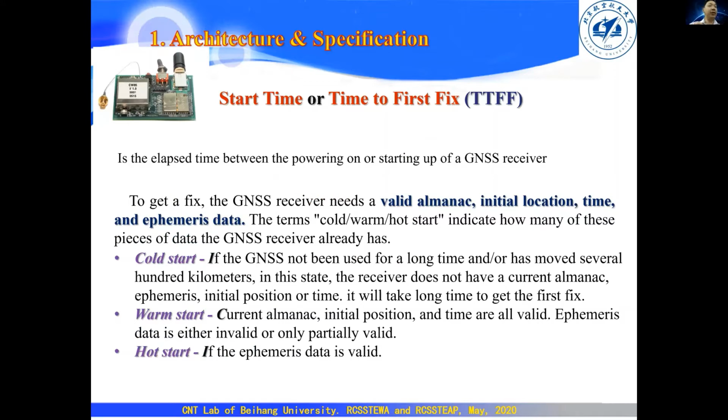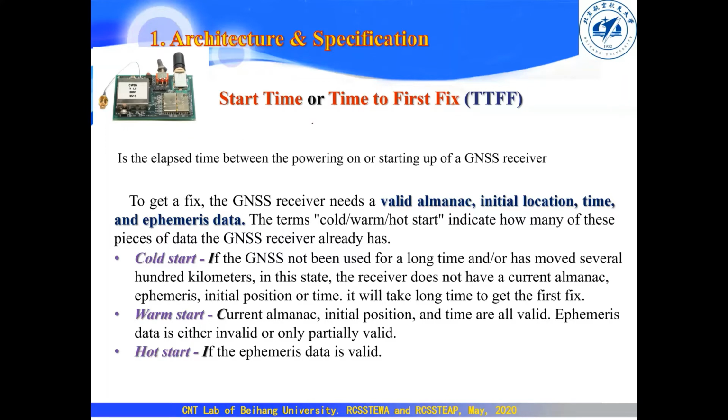When you open your cell phone, sometimes it is very fast to make a position. For example, sometimes it gives you a position very quickly. But sometimes when you open your cell phone, it is positioning and you wait a very long time, maybe several minutes, and you cannot find a good fix. So what's the reason?